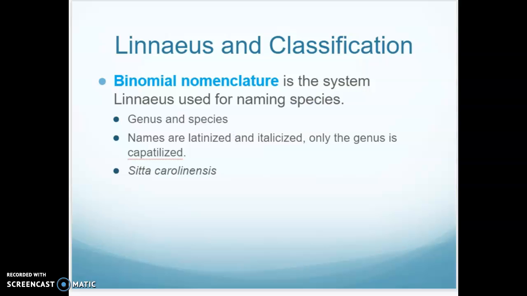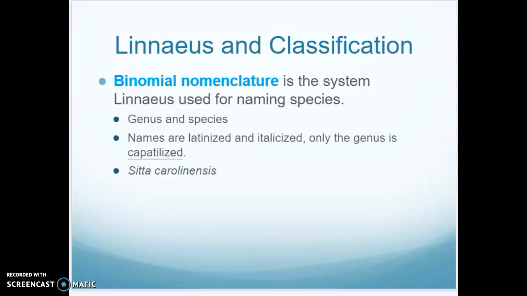So for instance, humans are Homo sapiens. I don't know why I said homeo. I was thinking of homeostasis. Homo sapiens, okay? A dog would be Canis familiaris. One scientific name that you guys are already familiar with, that you may not realize is a scientific name, is Tyrannosaurus rex. It translates to tyrant lizard king. Tyrannosaurus being the genus, rex being the species.